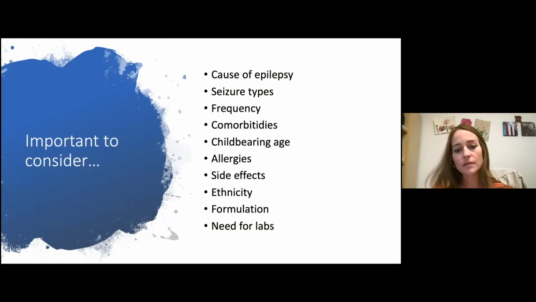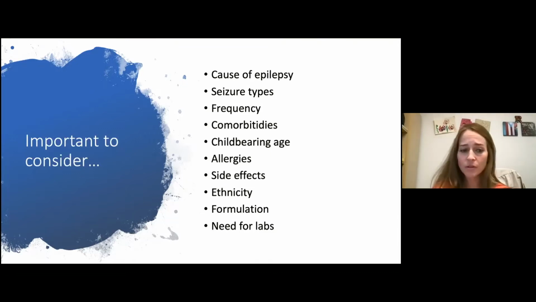Certain allergies, the types of side effects and what families are willing to accept and what they're not. The ethnicity, because sometimes depending on ethnicity, you're at higher risk of certain rashes or certain very severe drug reactions and allergies. So that is important as well.